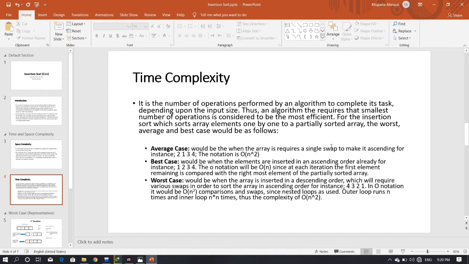And the worst case would be if the array input by the user is in descending order. So we have to take each element to its rightful place, which requires a lot of swaps. This is generally the same as the average case, because the inner loop and outer loop are performed n times, and thus the complexity is big O of n to the power of 2.